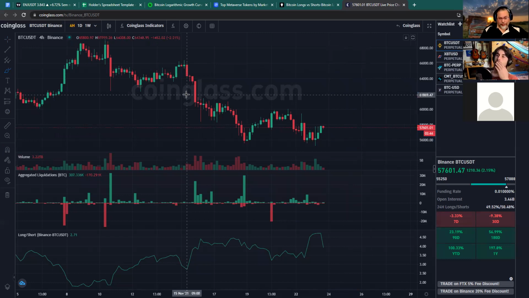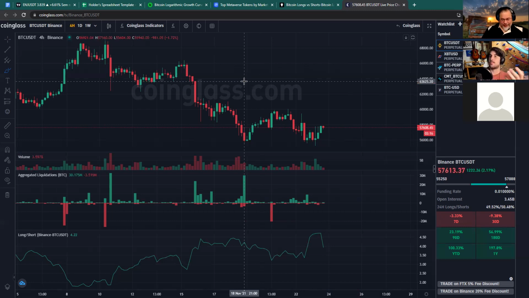Now, I don't think you should use these things by themselves. This is kind of sentiment analysis, okay? You shouldn't just say, because the long short ratio is high, I should short, for example. You shouldn't. They could all be right. Yeah, they could all be right. Exactly. And you should seek confluence from technical analysis and other stuff.